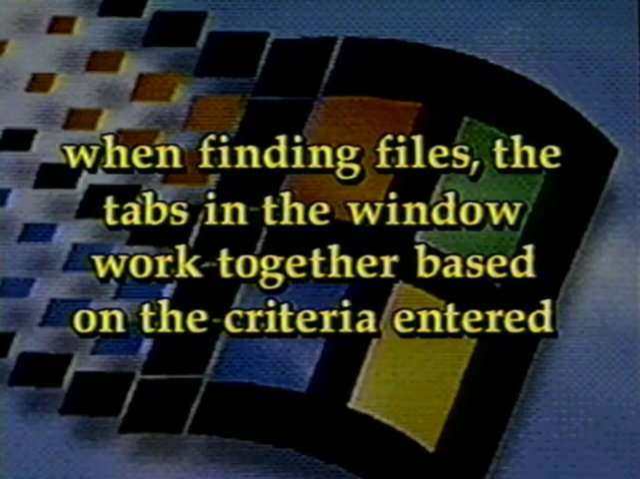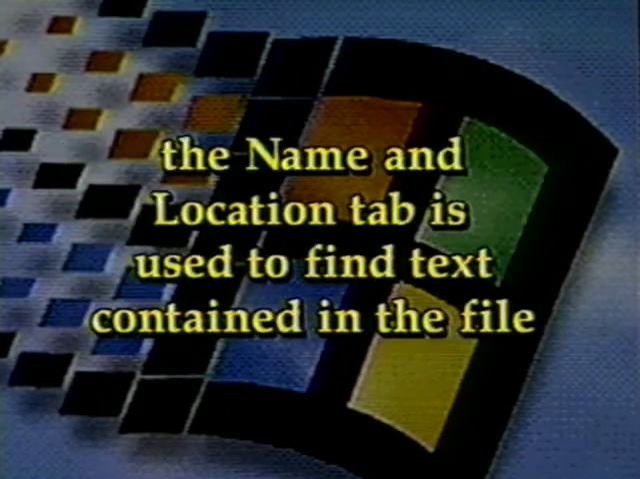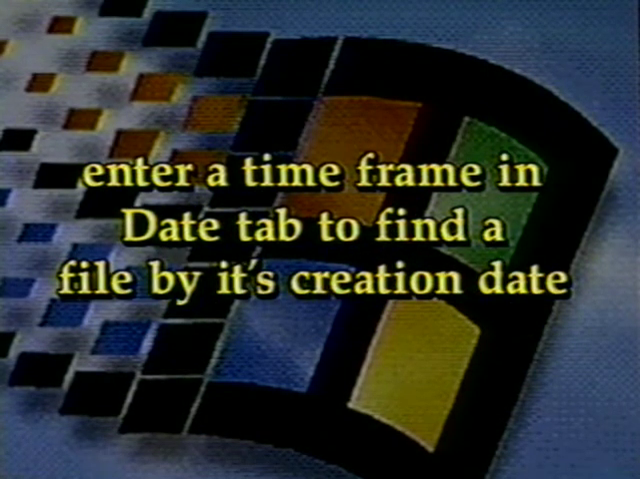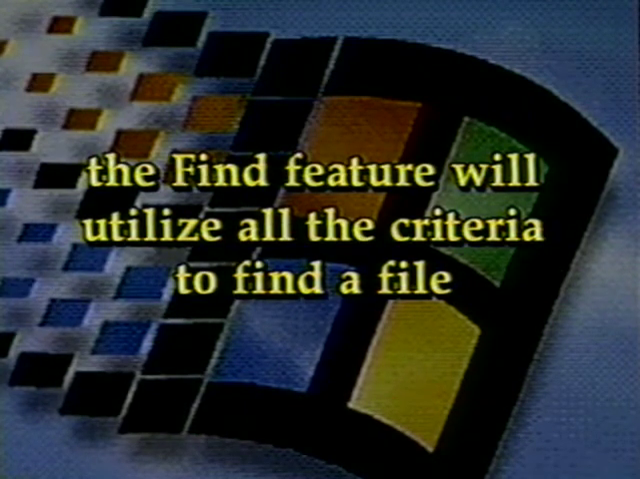When trying to find a file, it's important to remember that the tabs in the window work in conjunction with each other to find files based on the criteria entered. So for example, we can use the Name and Location tab to enter text contained in the file, then use the Date tab to enter a time frame for when the file was created. Find will use all the criteria to find the file.